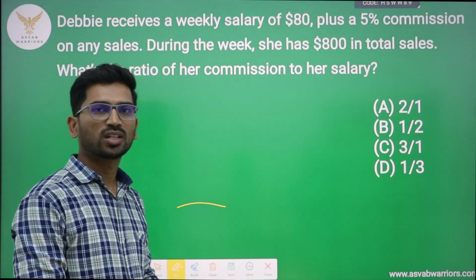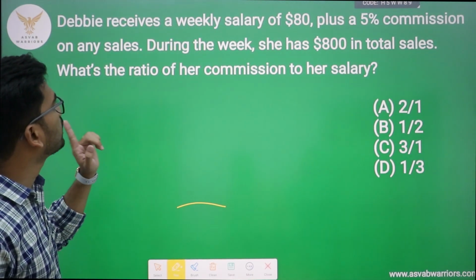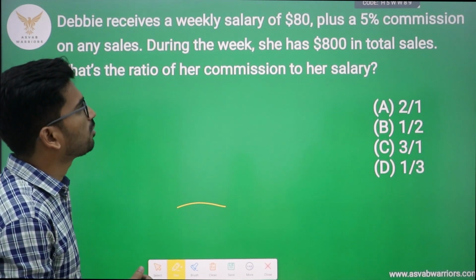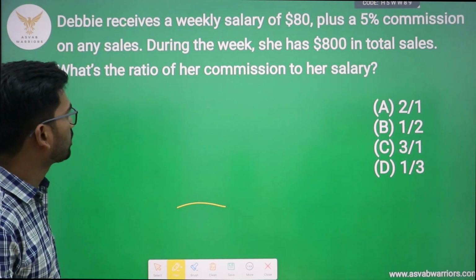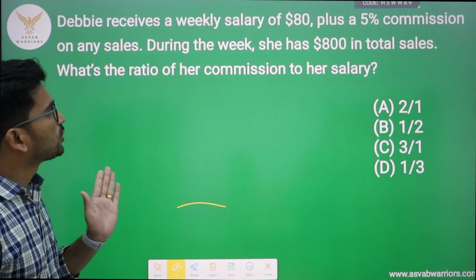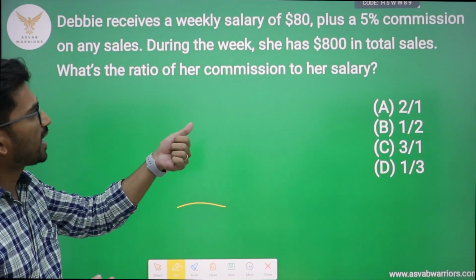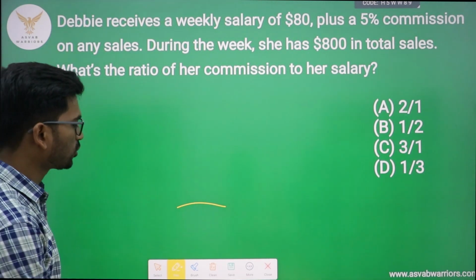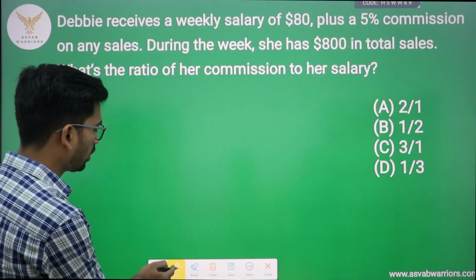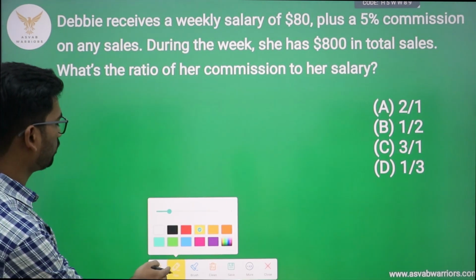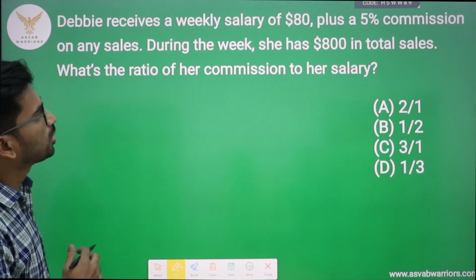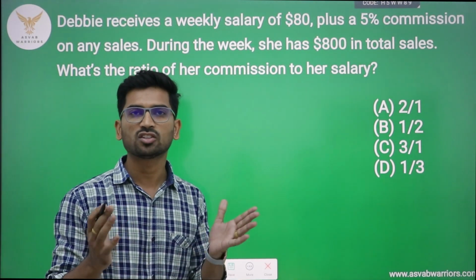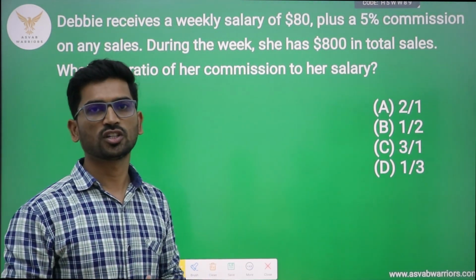So our next question is, Debbie receives a weekly salary of $80 plus a 5% commission on any sales during the week. During the week she has $800 in total sales. What's the ratio of her commission to her salary? Now Debbie receives a weekly salary of $80 plus she receives 5% commission on any sales she is gonna make.